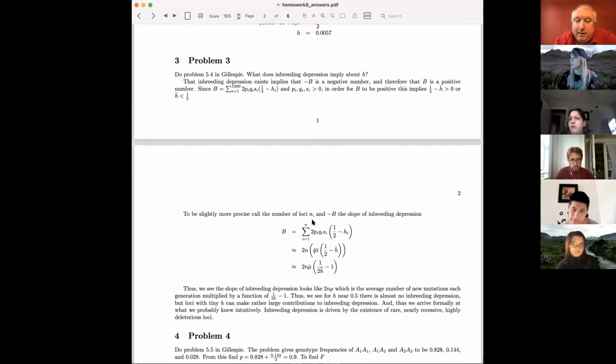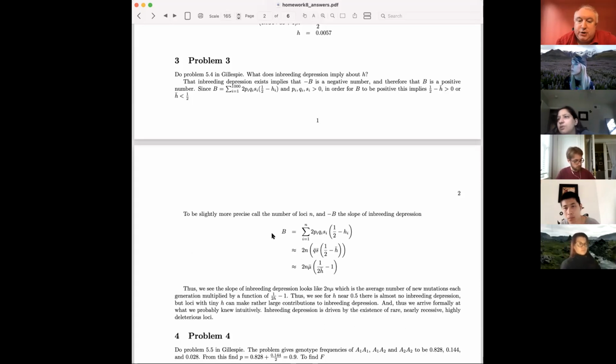So yep. When I rewrite B, we have that sum over n loci. I then sort of just replace that as 2n times averages here. And I didn't multiply through by that 2 so that you could see something. If you don't multiply by the 2, what you end up with is 2n mu times 1 over 2h minus 1. 2n mu is the expected number of new lethal mutations per generation.